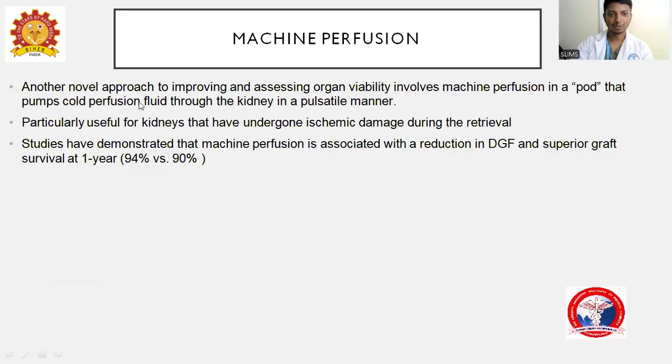Machine perfusion, another novel approach to improve and assess organ viability, involves machine perfusion in a pod that pumps cold perfusion fluid through the kidney in a pulsatile manner. Particularly, it is useful for kidneys that have undergone ischemic damage during the retrieval. Studies have demonstrated that machine perfusion is associated with a reduction in DGF and superior graft survival at 1 year.